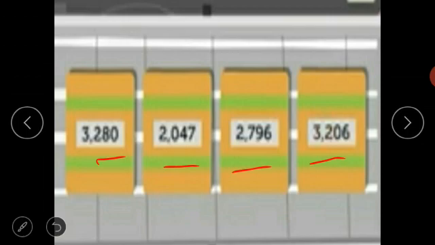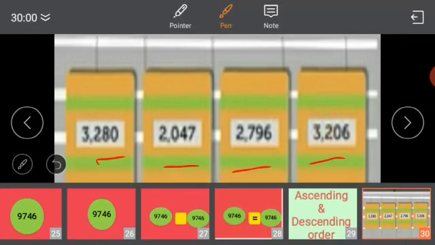So next, what is the second step? Check the thousands place value. First one is 3280, its thousands place value is 3. Then the second, 2047. What is the thousands place value? 2. 2796, the thousands place value is 2. 3206, the thousands place is 3.